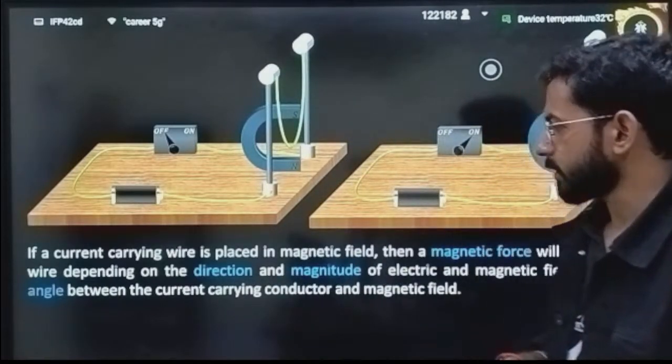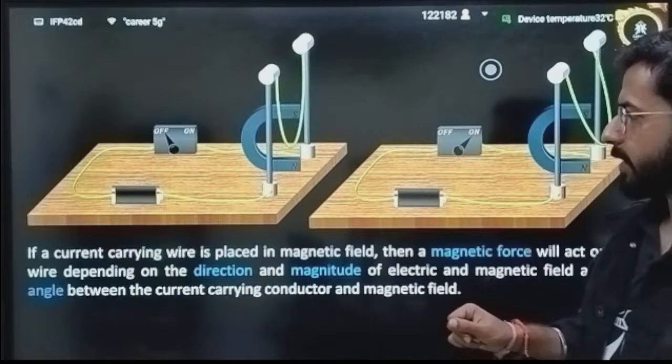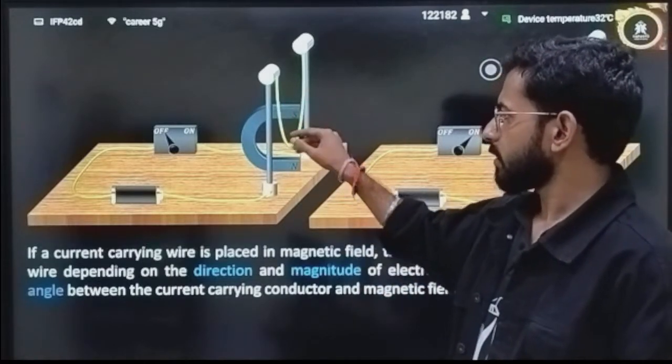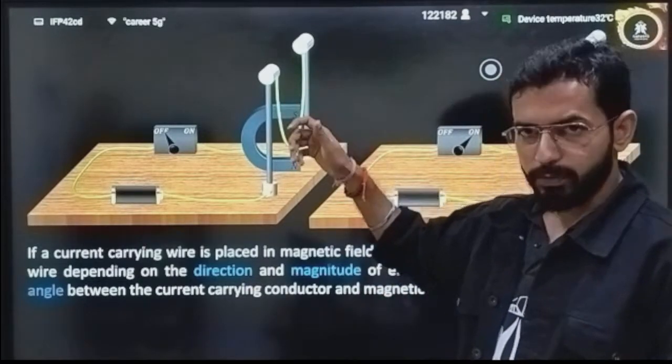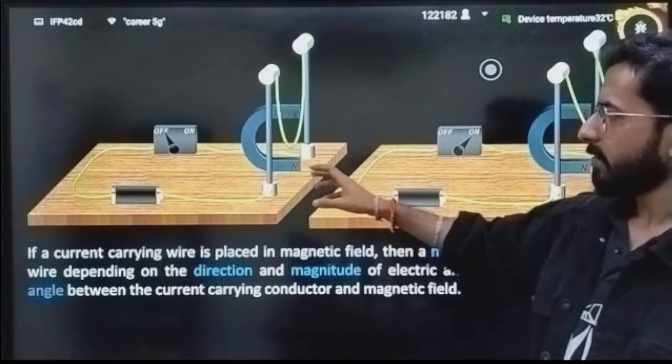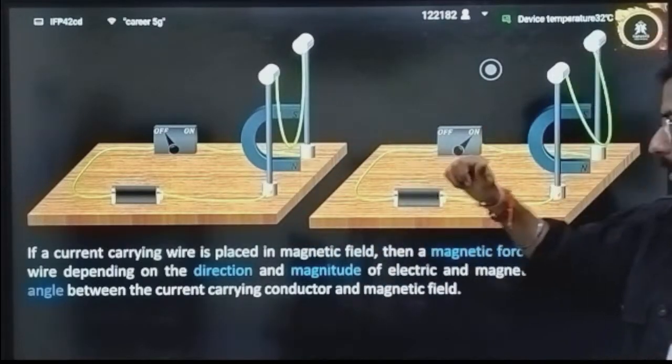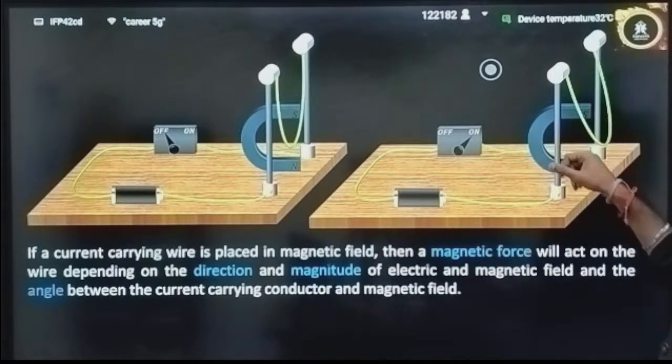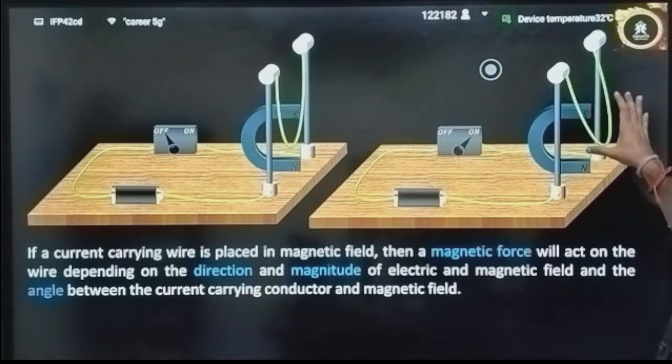Okay, that is what we have to understand. So there was an experiment. Firstly, we took a loop, a very soft loop, and then we started passing some current through it. When we passed some current and applied a magnet, it actually experienced some force.